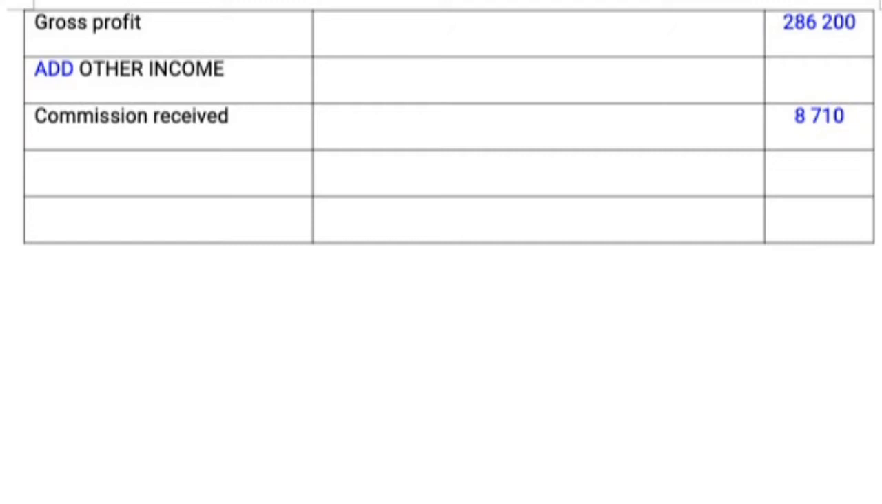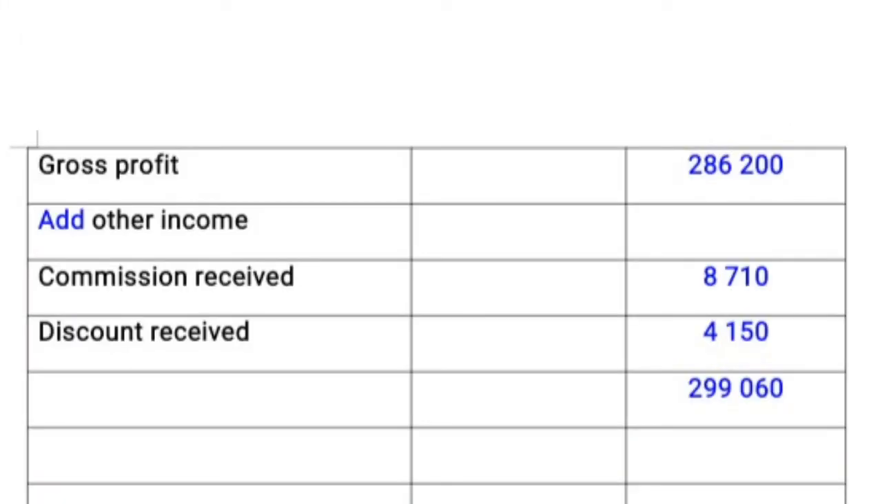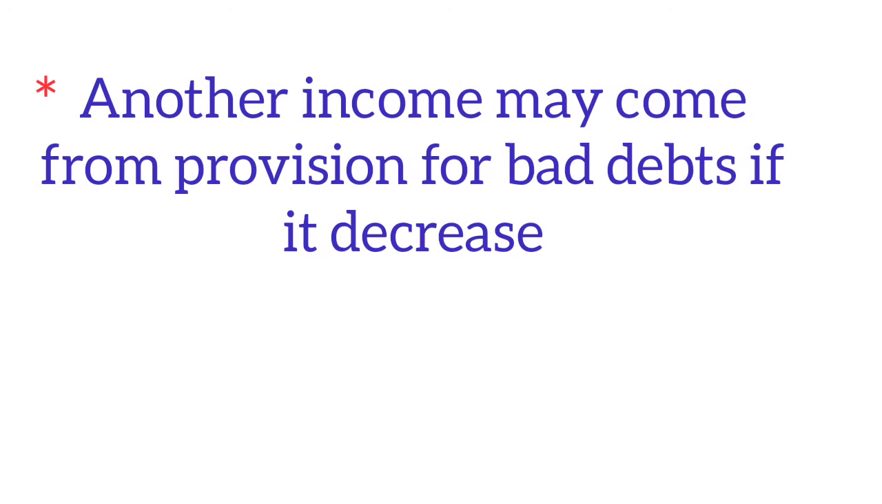Then we have got discount received. Discount received refers to cash discount given to the business by the supplier, maybe for prompt payment or for bulk buying. You enjoy purchasing economies of scale if you purchase goods in bulk from suppliers. Hence, they deduct a certain percentage on the total cost of the goods, which we call discount received. So discount received amounting to 4150.